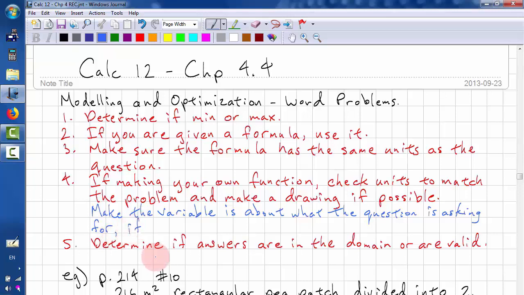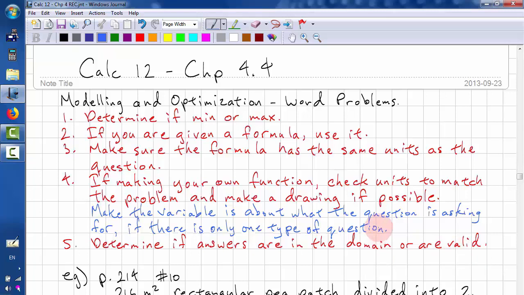If there's only one type of question. Okay, so this is not always possible if the question has multiple parts. And lastly, determine if the answers are in the domain or are valid. Usually if you're answering something about length or time, you can't have negative values for those, so those would be invalid.